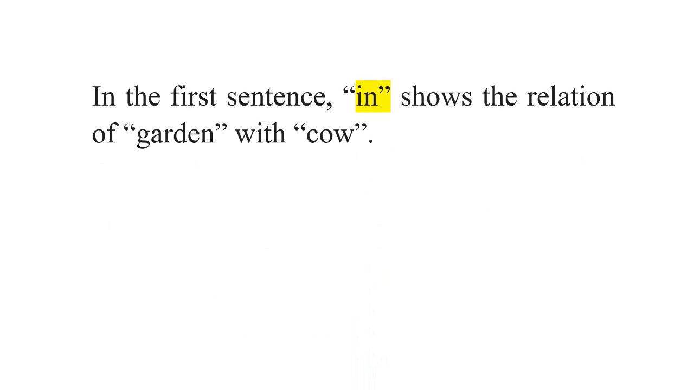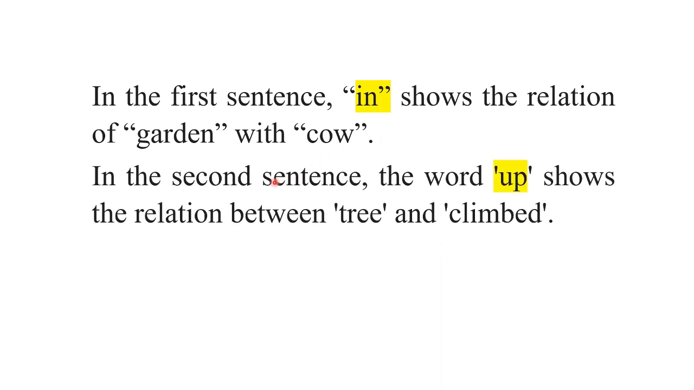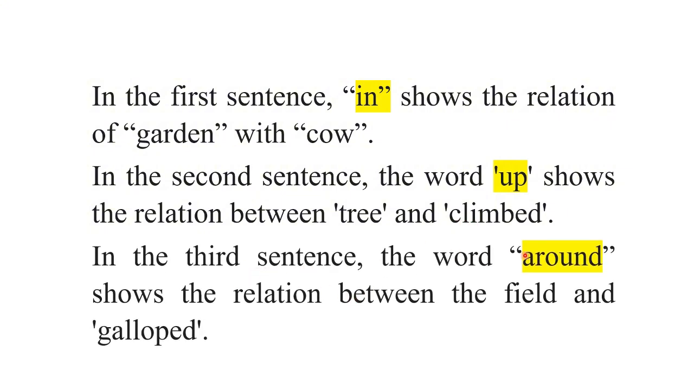Now, in the first sentence, in shows the relation of the garden with cow. I have already told you that. Now, in the second sentence, the word up shows the relation between the tree and climbed. Now, in the third sentence, the word around, this is the preposition, shows the relation between the field and galloped.